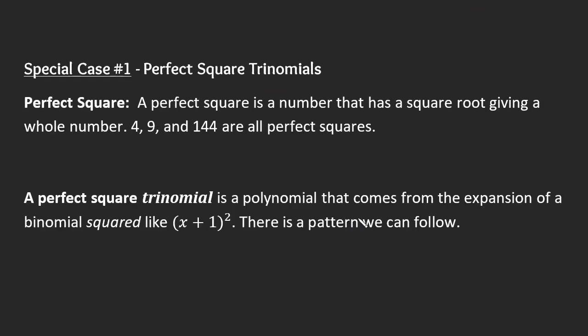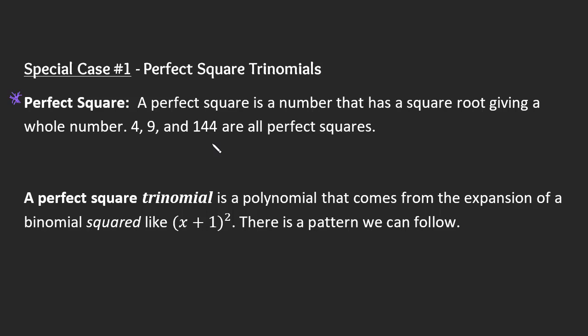This is called a perfect square trinomial. Now we're going to just take a little bit of a definition or another recall here. A perfect square is a square number that has a square root that gives a whole number value as an answer. So for example, 4, the square root of 4 is 2. 9, the square root of 9 is 3. 144, the square root is 12. There are no decimals involved. These are square roots that are easy to get. And those are all called perfect square values.